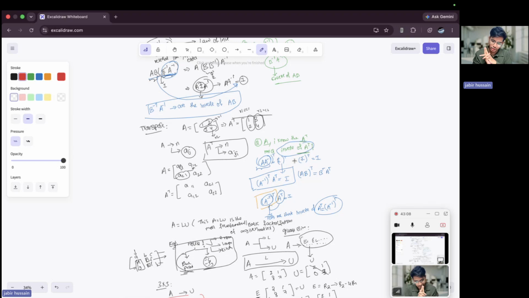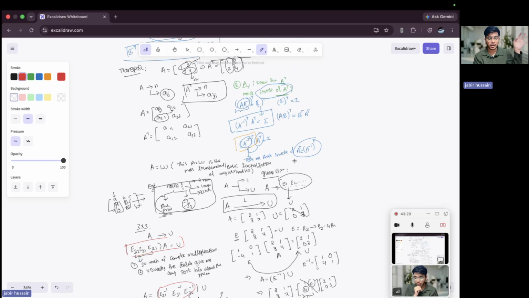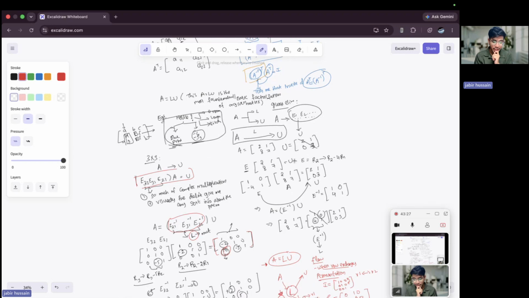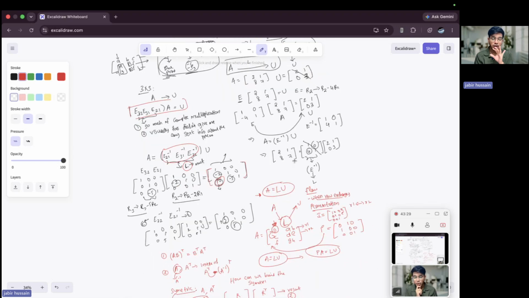Okay, we have understood how we can find solutions of a given system of linear equations in one step using A equals LU. That is the third topic we have talked about. And again, we came back to transposes, and we talked about symmetry of matrices. So these are the four concepts.